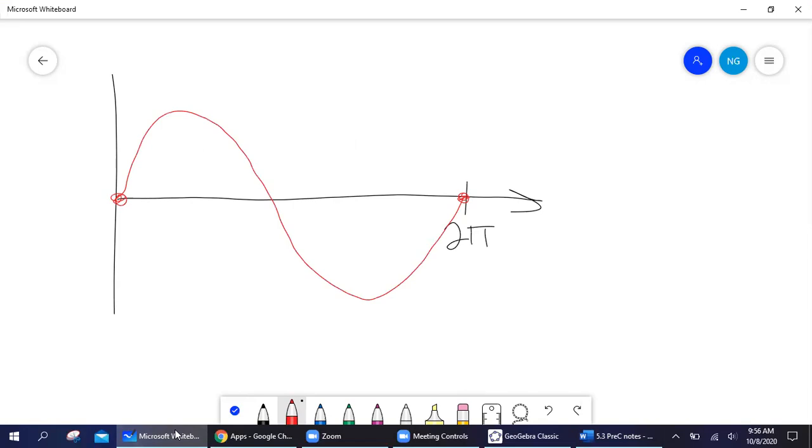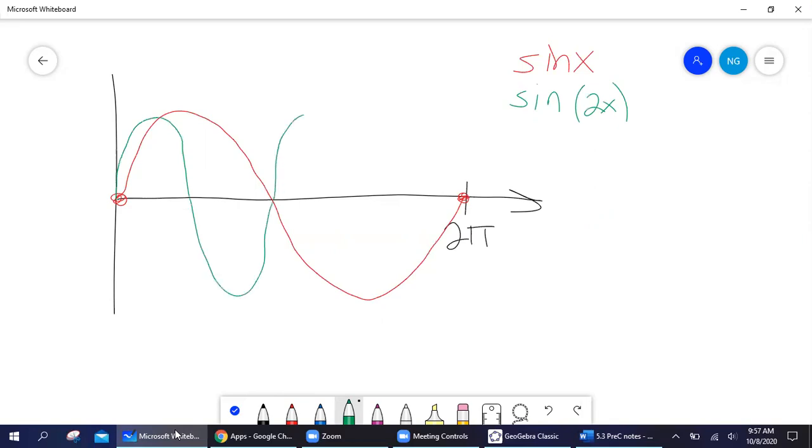If that was sine x, then if I did sine of 2x, that 2 means that I'm going to finish 2 sine waves by the time I reach 2 pi. So what is that going to look like then? That means I'm going to have 2 sine waves by the time I reach the 2 pi. That means that it finished its wave after only 1 pi. So its period is pi.